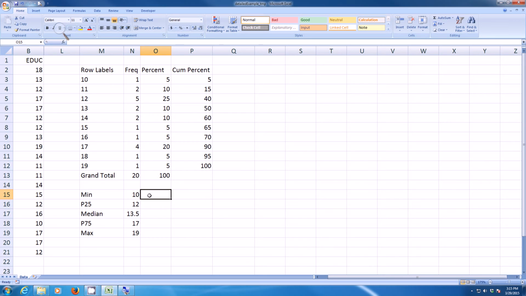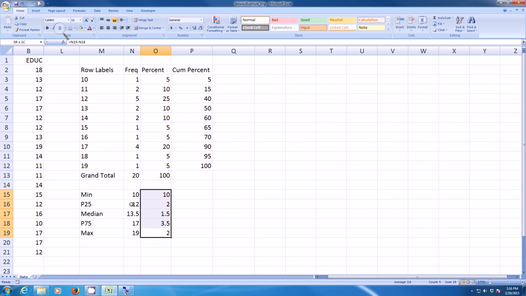we can trick it into making one from a stacked bar graph if we make a column of difference values. Here's what we do. We start by carrying over the minimum. For the next cell, we take the difference between the 25th percentile and the minimum. Then we take the difference between the median and the 25th percentile, then the difference between the 75th percentile and the median. And finally, the difference between the maximum and the 75th percentile.